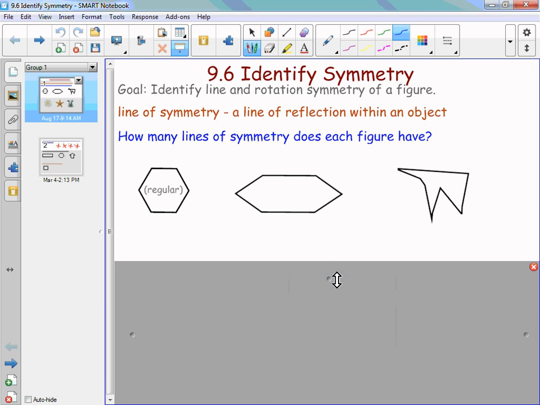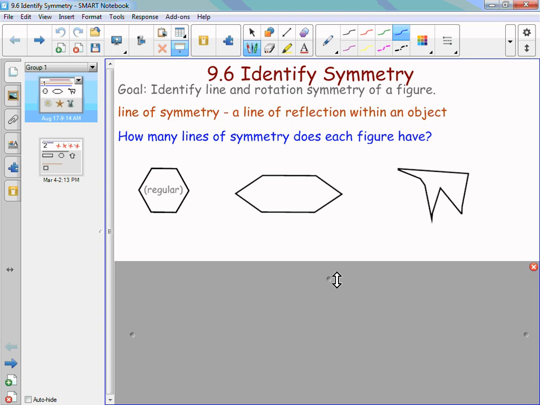Alrighty, today we are going to discuss section 9.6, identify symmetry. So our goal is to identify line and rotation symmetry of a figure. So our first term is line symmetry. Line of symmetry, it is a line of reflection within an object.